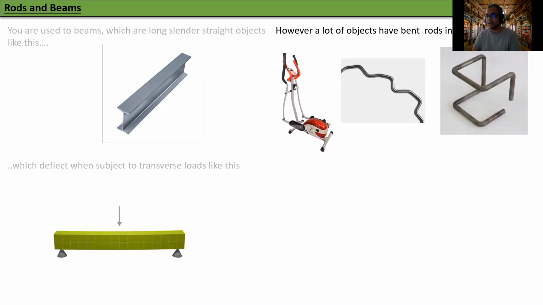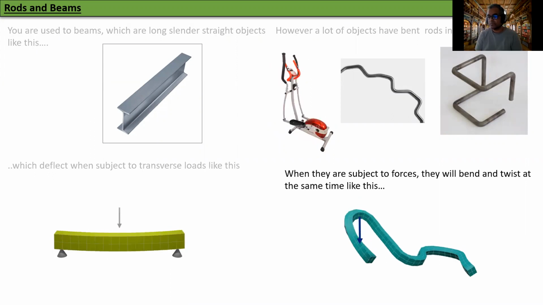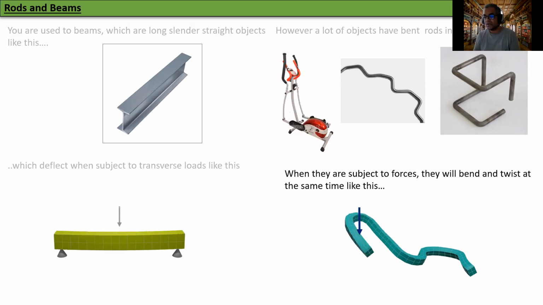You can see like a pin. You can see other kinds of rods, all are bent. But when they are subjected to forces, you will see that not only do they bend, they also twist. So simultaneous bending and twisting is what happens to many of these kinds of curved rods.